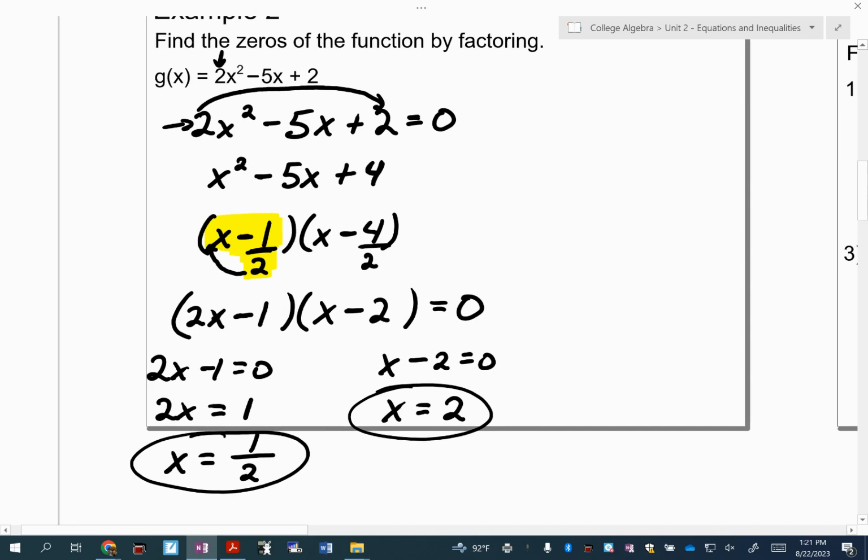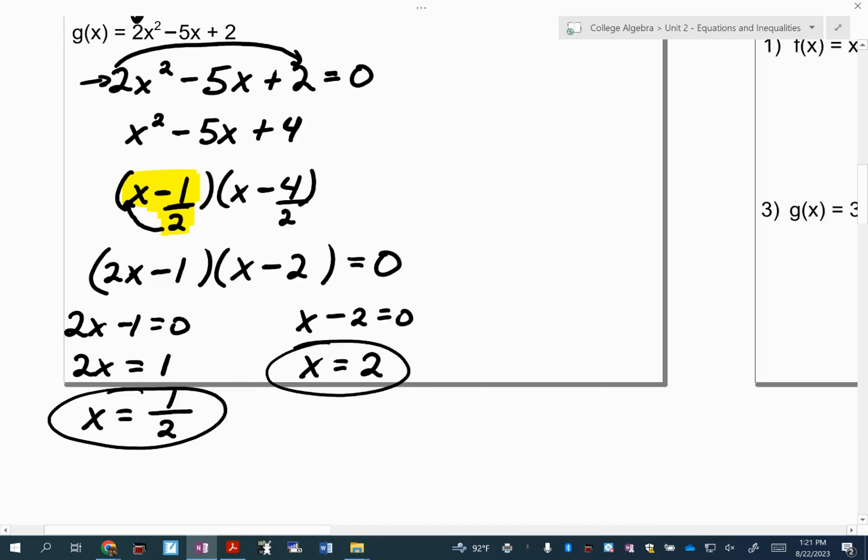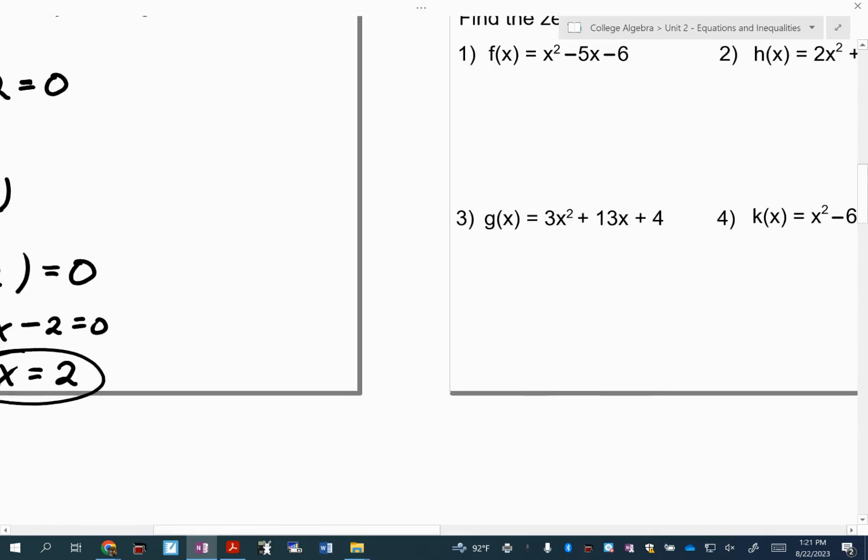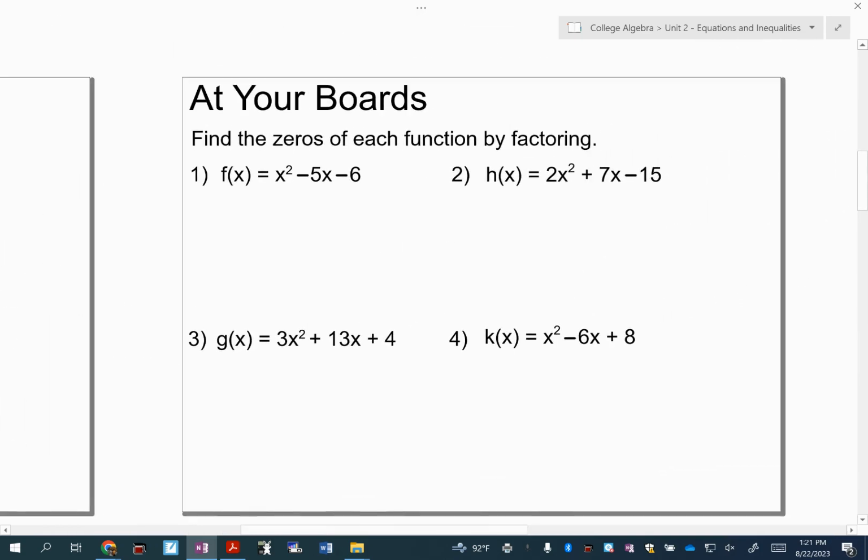All right, so that's it for factoring. You'll get a chance to practice both of these ways a ton. There's some right here if you'd like to do it. I'll show you right there. You can pause it and do as many as you want.